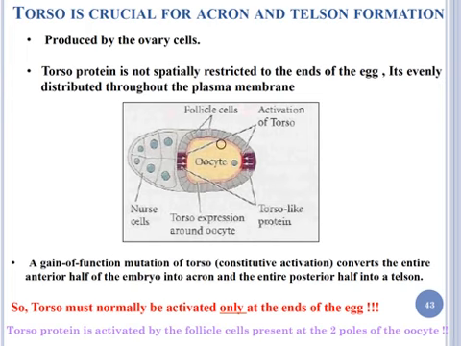So at which stage does torso start to be expressed? It seems like if we look earlier in the oocyte, we can already see torso expression. You see this peripheral part of the oocyte, in pink color, around the yellow, you see here in the periphery. This is the torso expression. It's evenly distributed throughout the plasma membrane of the oocyte.